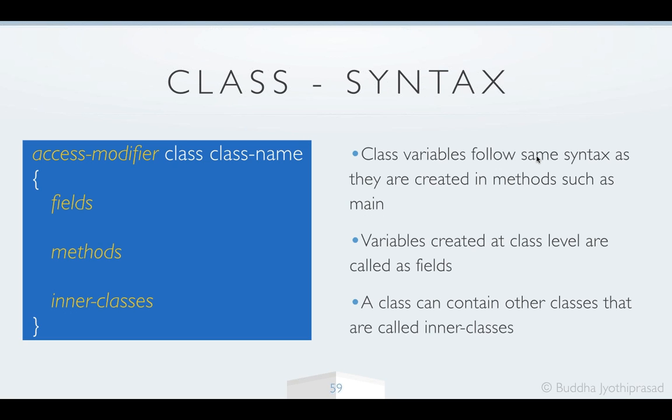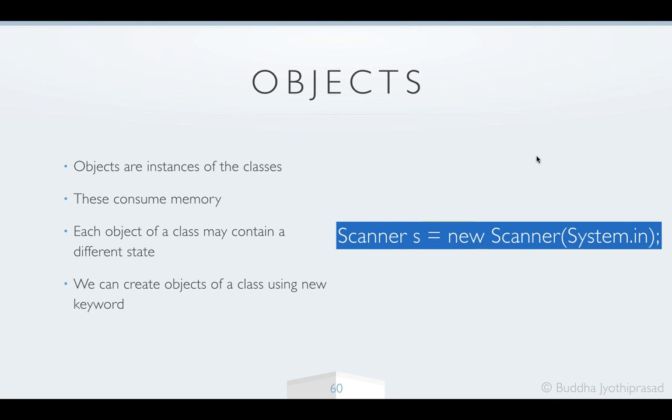So how do we typically create a class? The syntax will be like this. Access modifier. Even when I was explaining methods, I skipped the access modifier, and I'll explain that access modifier shortly. So the first thing we have to give for a class is the access modifier, and then the keyword class, and then the class name. And we can give fields, which are properties. We can write methods, and we can write inner classes.